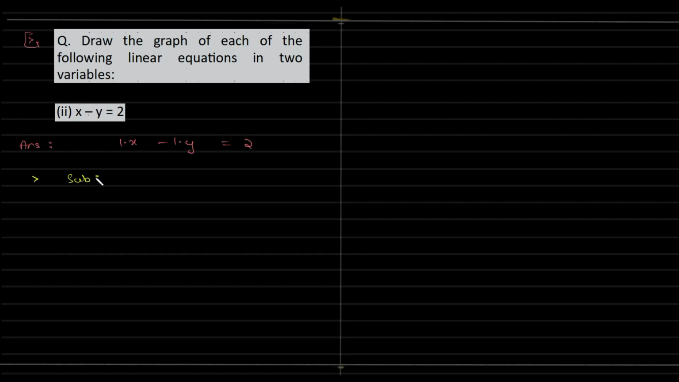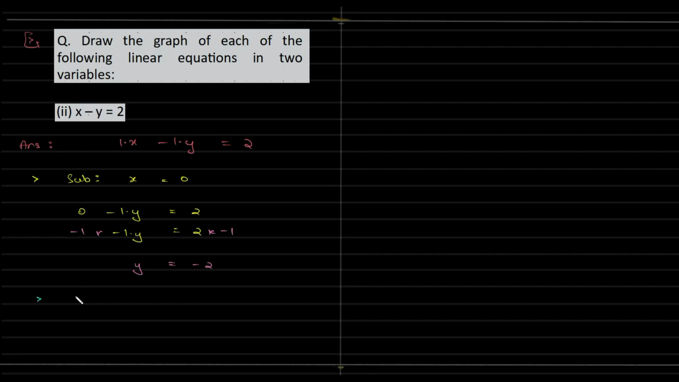let's substitute x to be equal to 0. So what happens when this is 0, minus 1y is equal to 2. Anything with 0 will remain the same. So minus 1y is equal to 2. How do you eliminate this 1? We can multiply both the sides with negative 1. And so negative of negative is positive. So y is equal to negative 2.